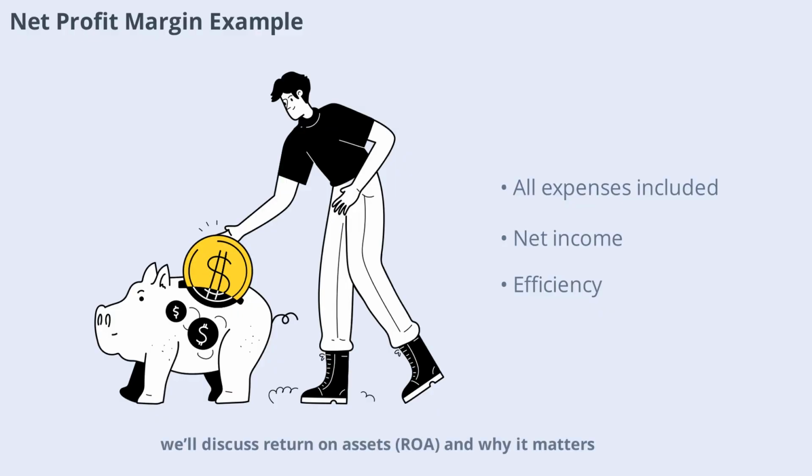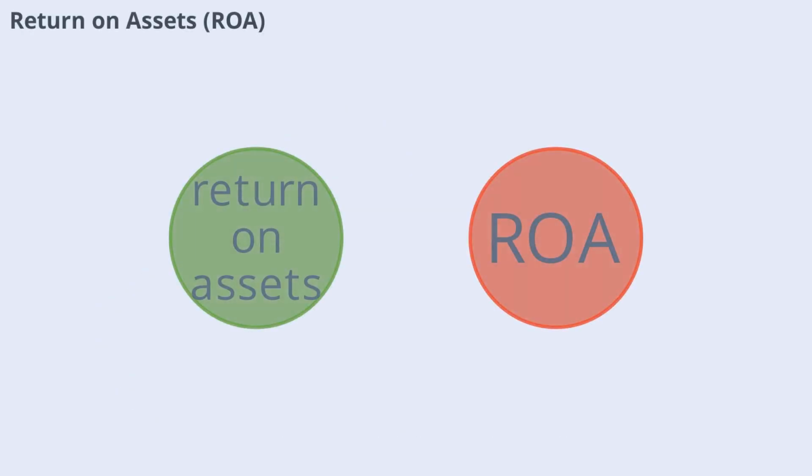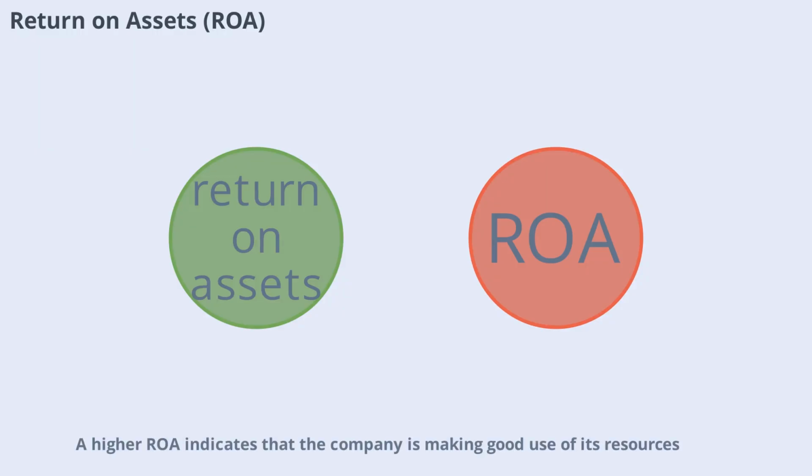Next, we'll discuss return on assets (ROA) and why it matters. Return on assets, or ROA, measures how effectively a company uses its assets to generate profit. It's calculated by dividing net income by total assets. A higher ROA indicates that the company is making good use of its resources. This ratio is especially useful when comparing companies in the same industry. Let's see how to interpret ROA with a simple example in the next scene.